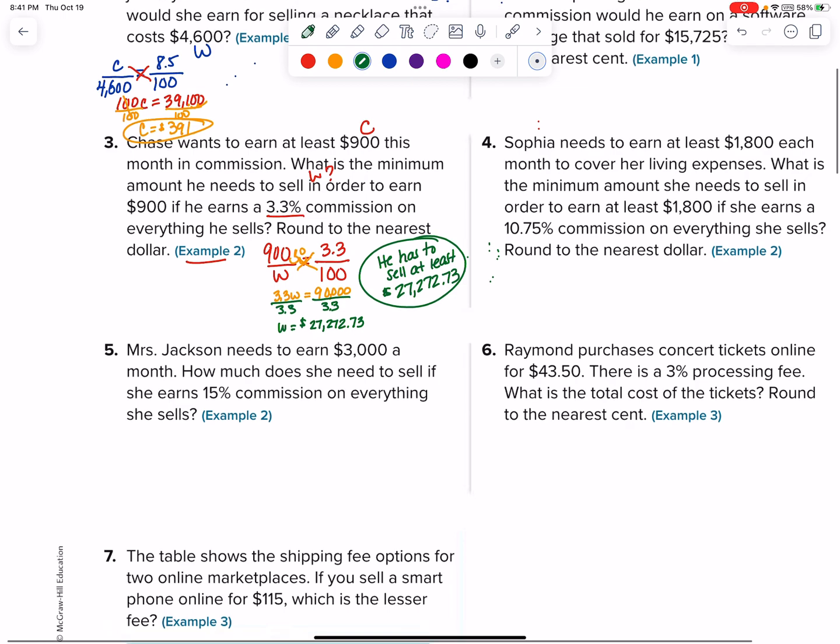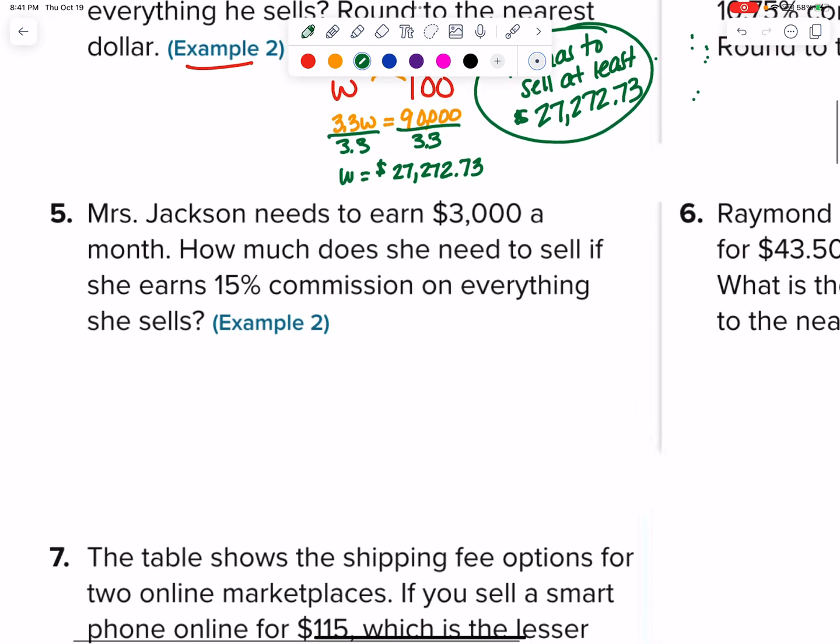Okay, all right. Here's another example 2, the same idea. Let's go ahead and do this one too. So he needs to earn $3,000 a month. That's his commission, the amount he wants to earn each time. How much does he need to sell? That means I don't know my OG, original amount, if he earns 15% commission. So we can set up the same thing. Just another good practice problem here. We know the commission is 15%. And what is the commission he wants to earn each month? He wants to earn $3,000.